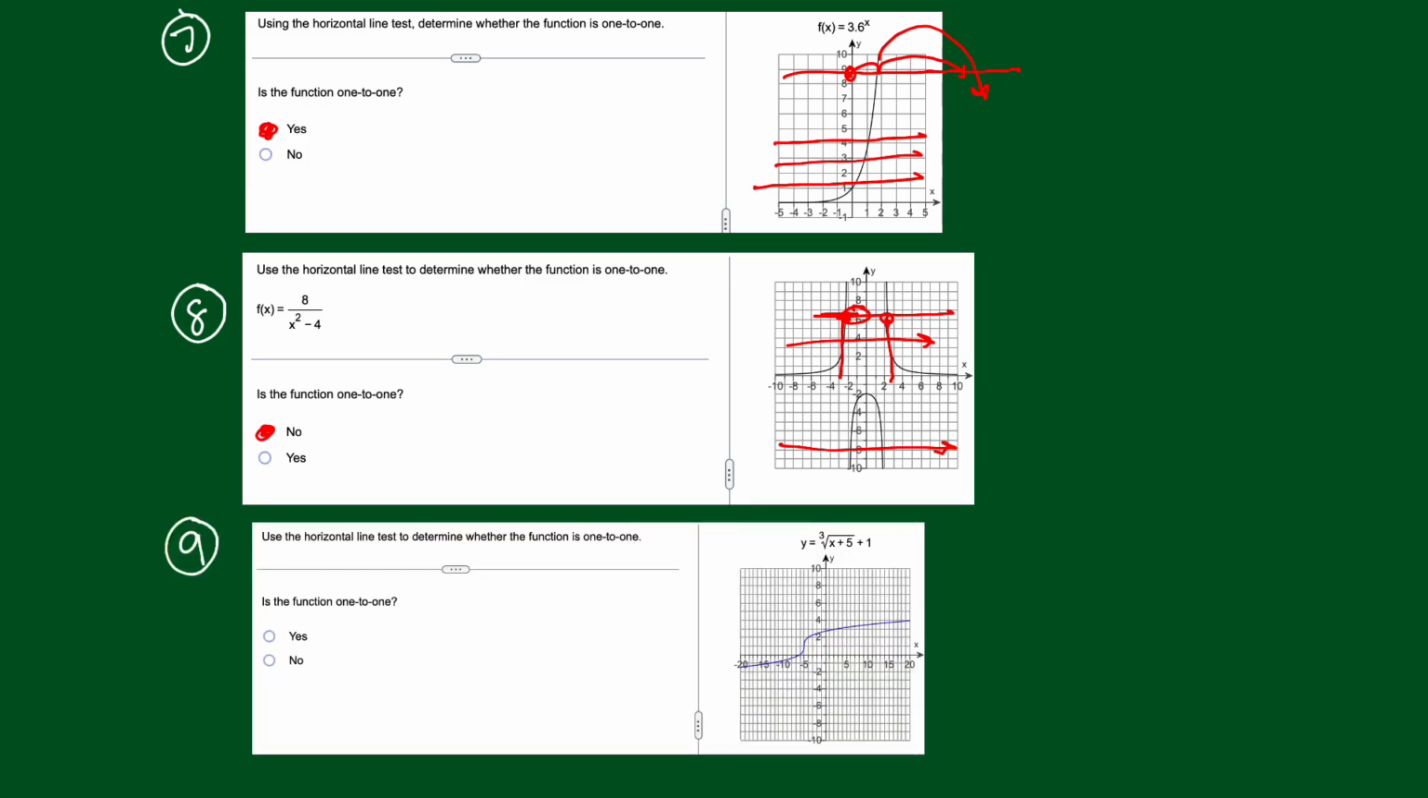And now in number 9, what do you think about this function? Take a look at the graph. Looks to me as I go from left to right, it's always increasing. It never comes back on itself. So by a horizontal line test, any horizontal line you draw will intercept this curve in only one place. So I'm going to say yes, this function is one-to-one.